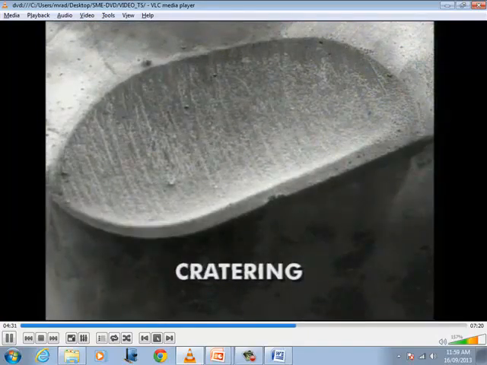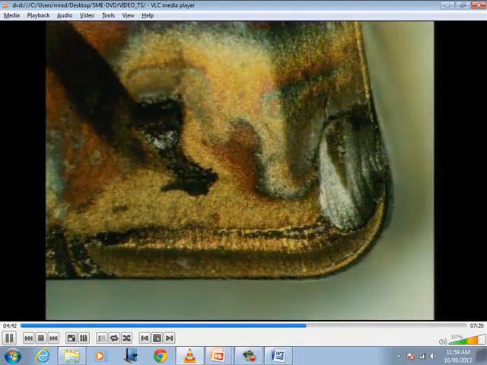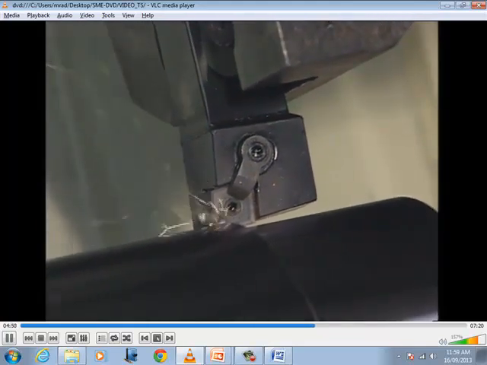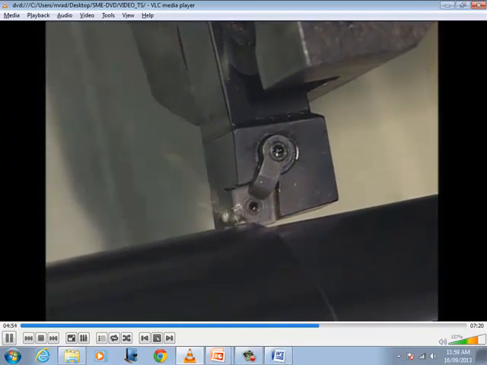Cratering, or top wear, behind the cutting edge occurs commonly in machining long chipping steels from abrasion and diffusion wear. If the crater grows large enough and contacts the cutting edge, the tool fails immediately. To combat cratering, use hard grades of carbide with tantalum carbide or titanium carbide and hard coatings such as aluminum oxide or other materials such as ceramics.